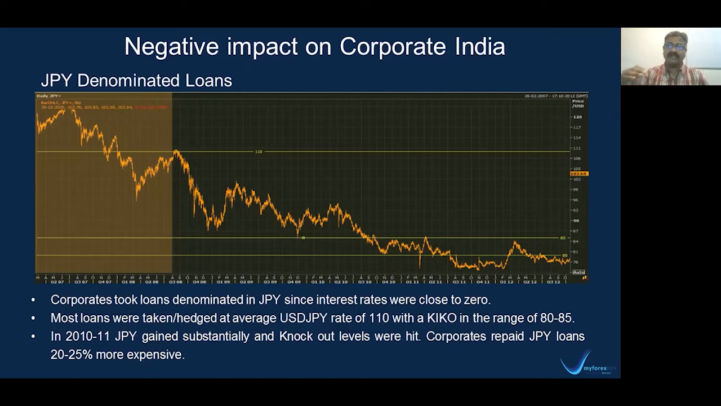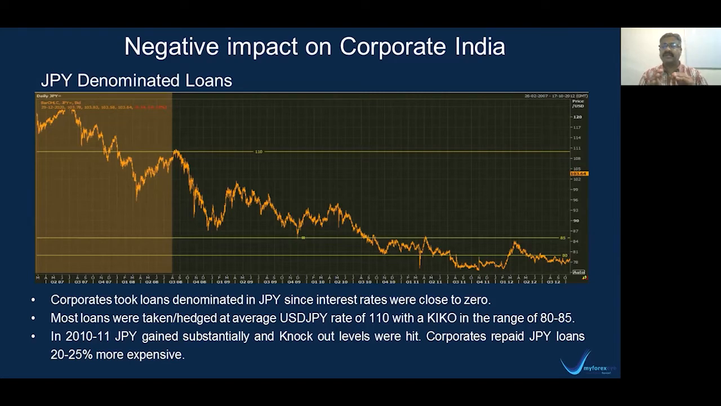And all these KIKOs, knock-ins and knockouts, were kept in the range between 80 to 85. It was very unlikely at that point of time that the currency at around 110 would hit a level of 80, 85. Very unlikely, 25-30% away from the current markets. But that is what happened. Markets are markets. Anything and everything is possible in a financial market.